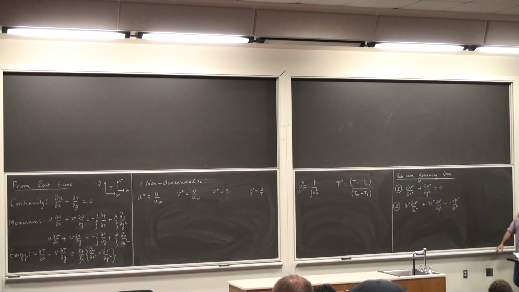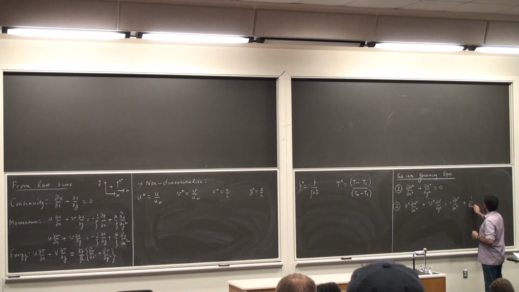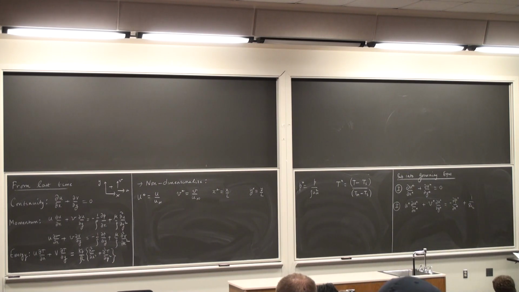Please consult, if you're interested, the notes that I've posted on Carmen, where I've shown the dimensionalization, non-dimensionalization. And then I have 1 by Reynolds number, Reynolds number over the length of the plate. Okay, and we are assuming laminar flow here. And this is going to be d square u star by dy star square. So this is the second equation.